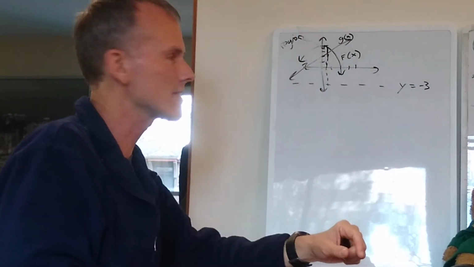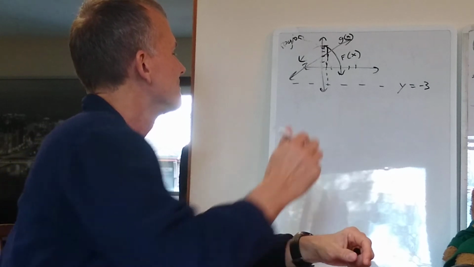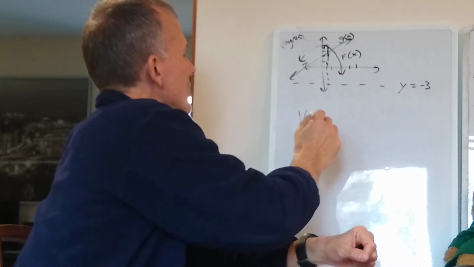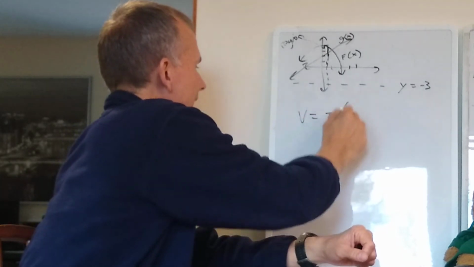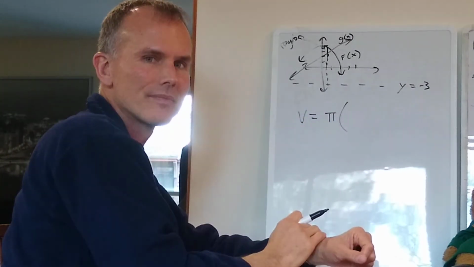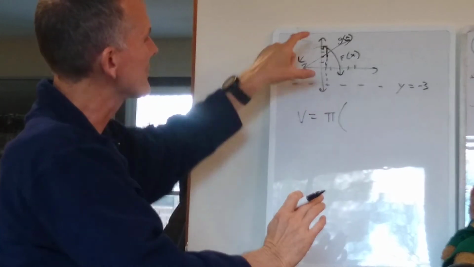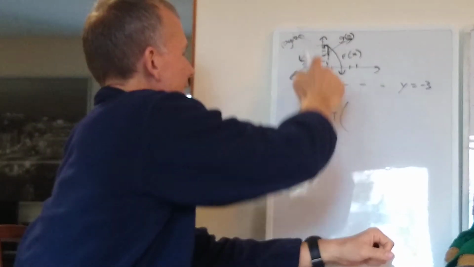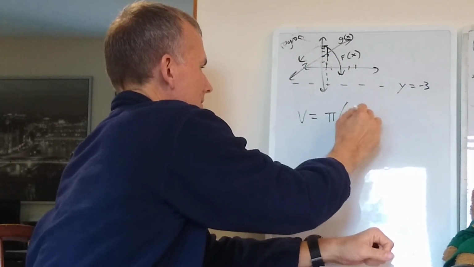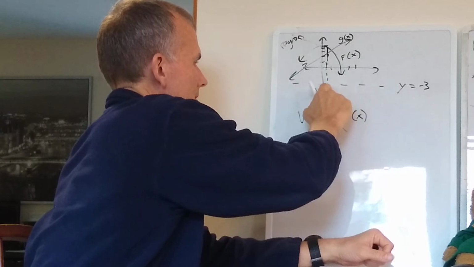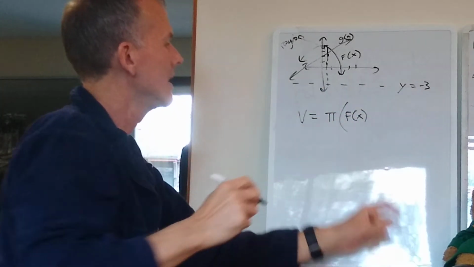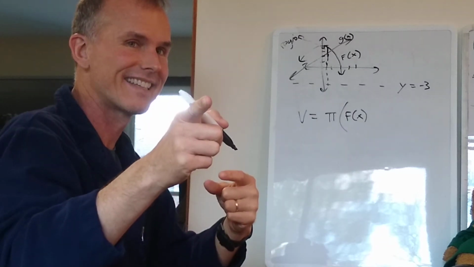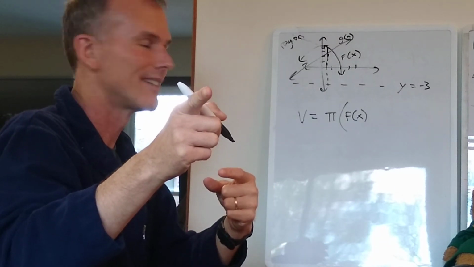But let's start with this. The volume of that cylinder would be pi times the radius squared. Now the radius, if you think about it, goes from f of x down to -3. So I take whatever's on top, f of x, minus whatever's on bottom, which is -3. So if I subtract -3, that's the same as adding. What? Oh, +3. Very good.